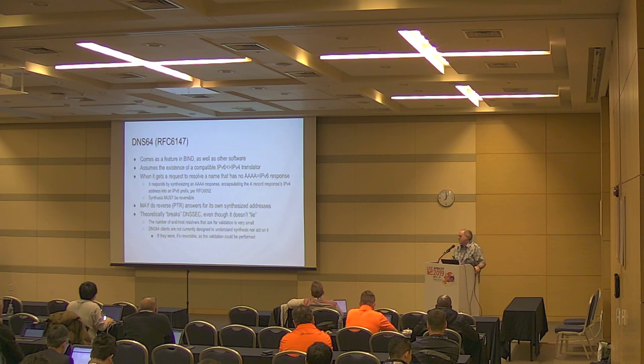When we discussed this in the working group, there are a lot of people who just insist that reverse lookups aren't even important in the world in general. But then there are some things that rely on them. It theoretically breaks DNSSEC, even though it doesn't lie. The number of end host resolvers that ask for validation is very small, and there's no such thing as a DNS64 client, but clients are not currently designed to understand synthesis nor act on it, but if they were, it's reversible. They have all the pieces that they need to do the validation from a V6, a quad A response.